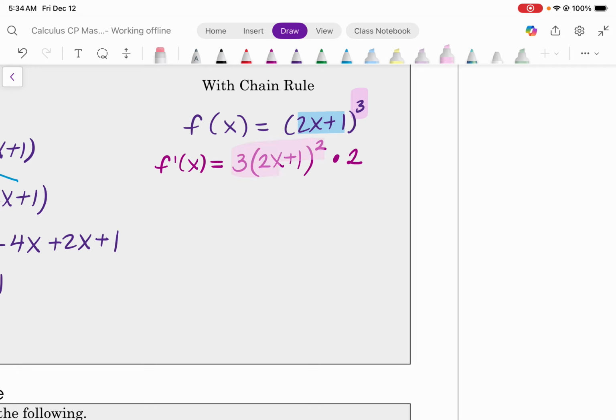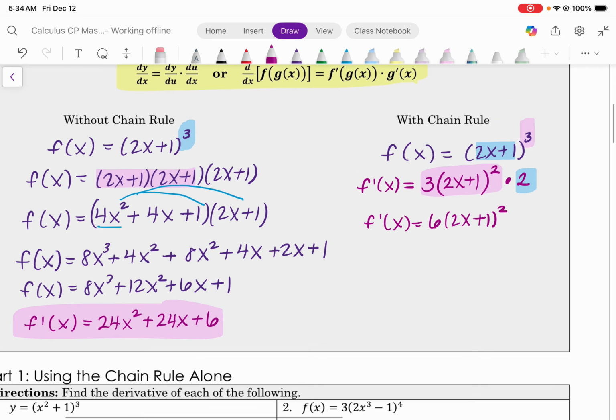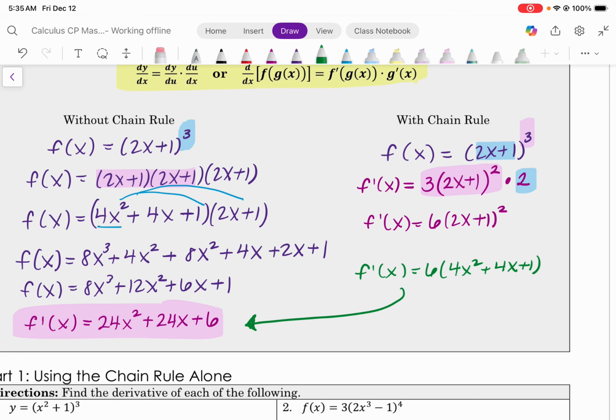So this part was me doing the derivative of just the cubed, and then this part was me doing the derivative of the inner function. So then I can write my final answer in this format. It'll look like this, 6 times (2x plus 1) squared. Now, if you check your work here and you distribute this out, you actually should get the answer that we wrote over on the other side. So just for checking purposes, let's look. So if I take that, 6 times, this is 4x squared plus 4x plus 1, which we know we did. And if I distribute that, you can see that I would get this answer.